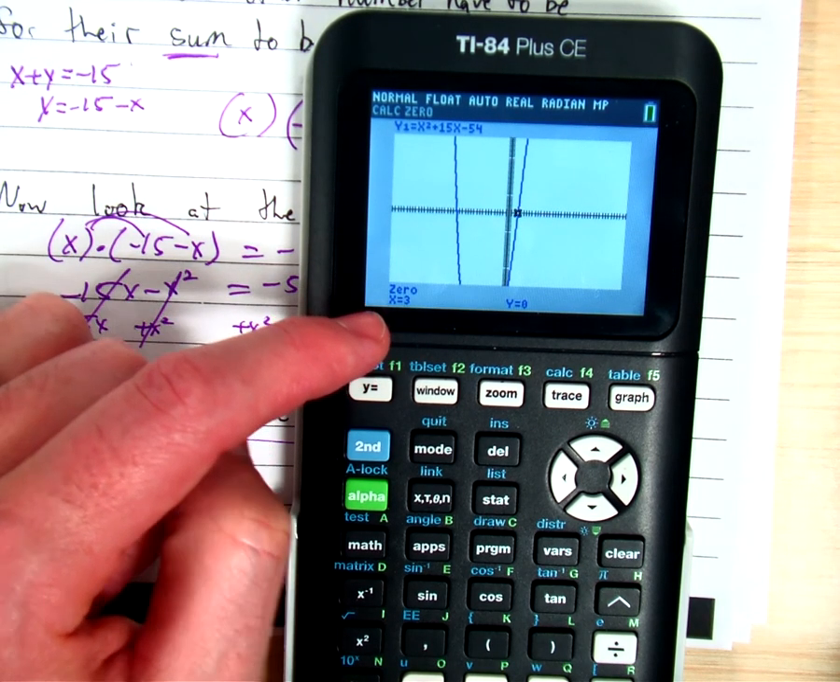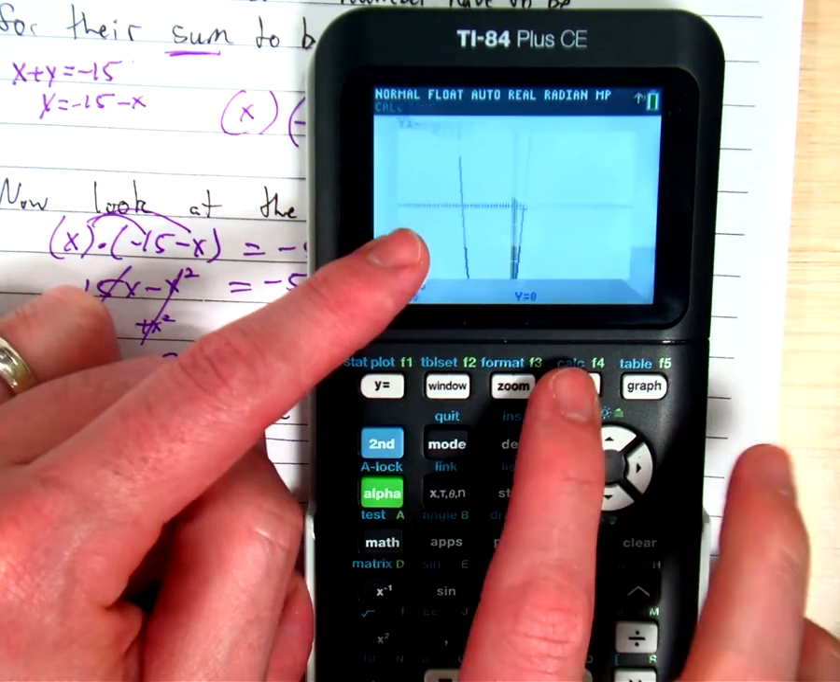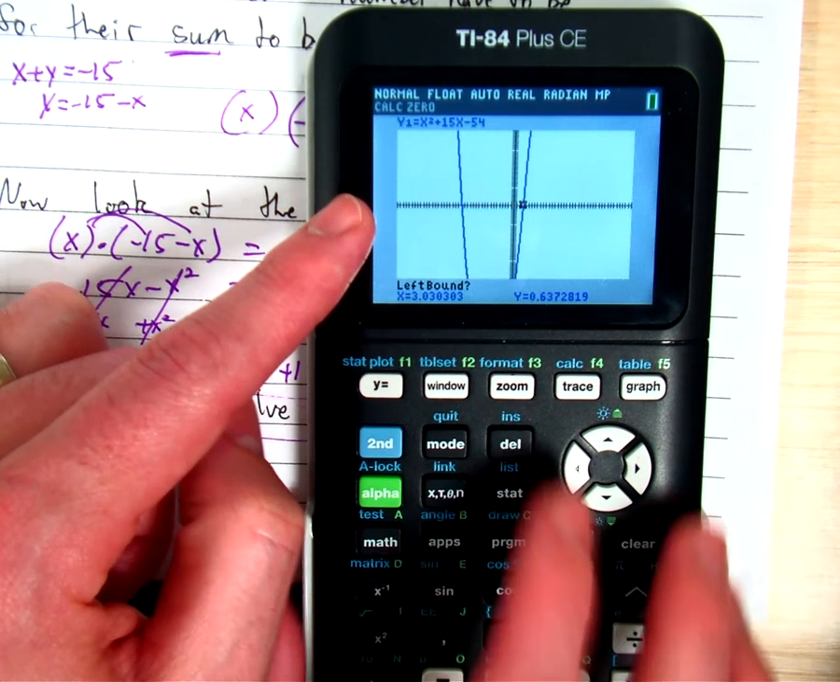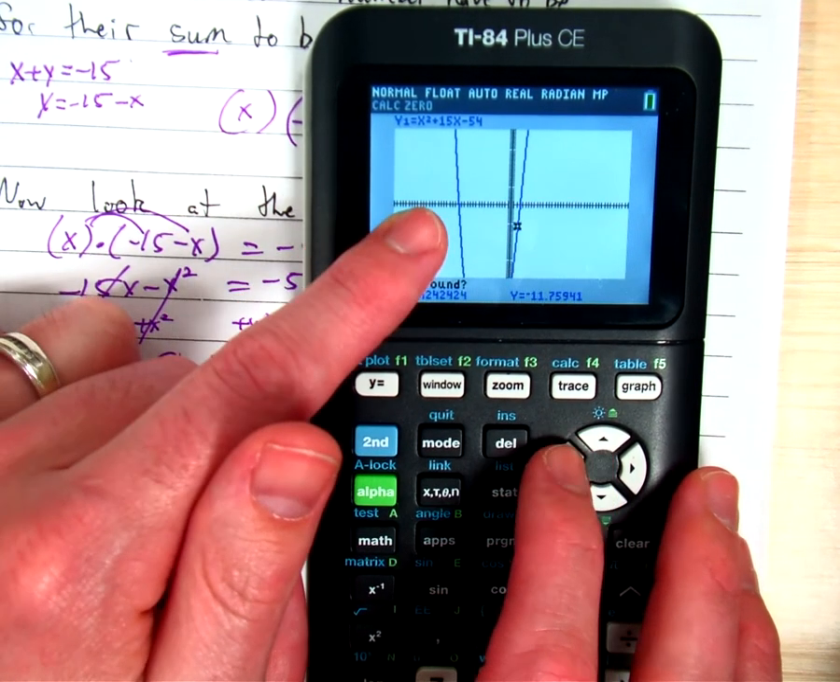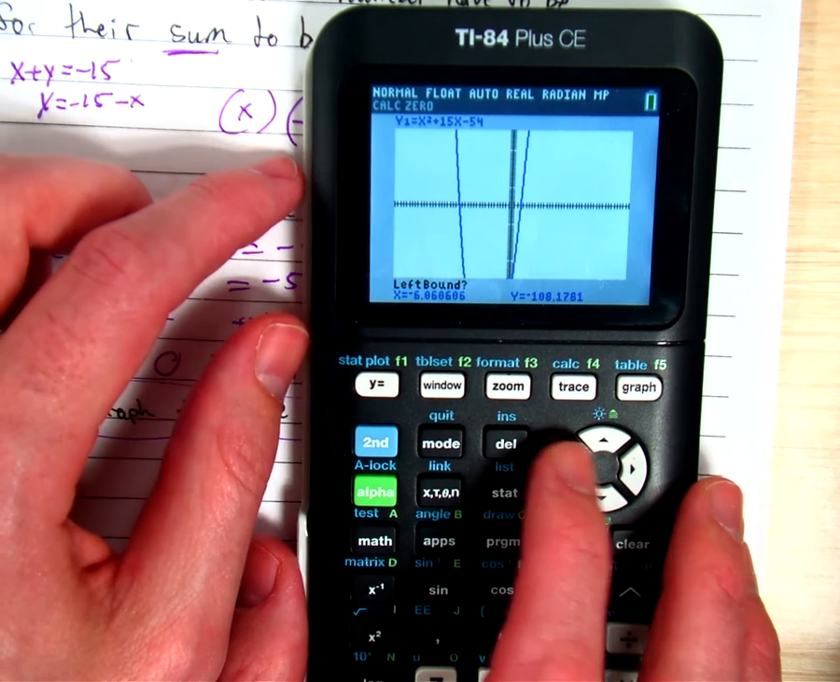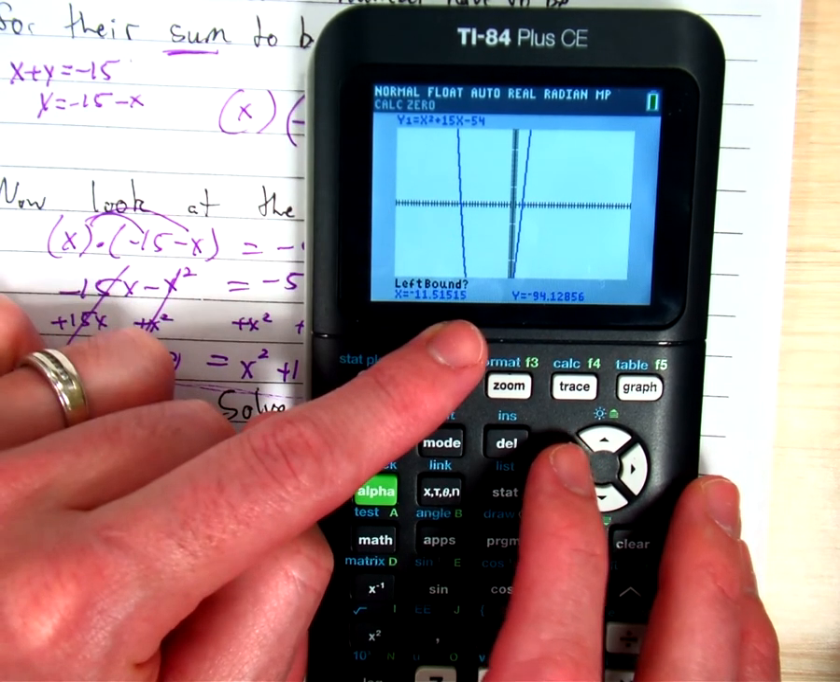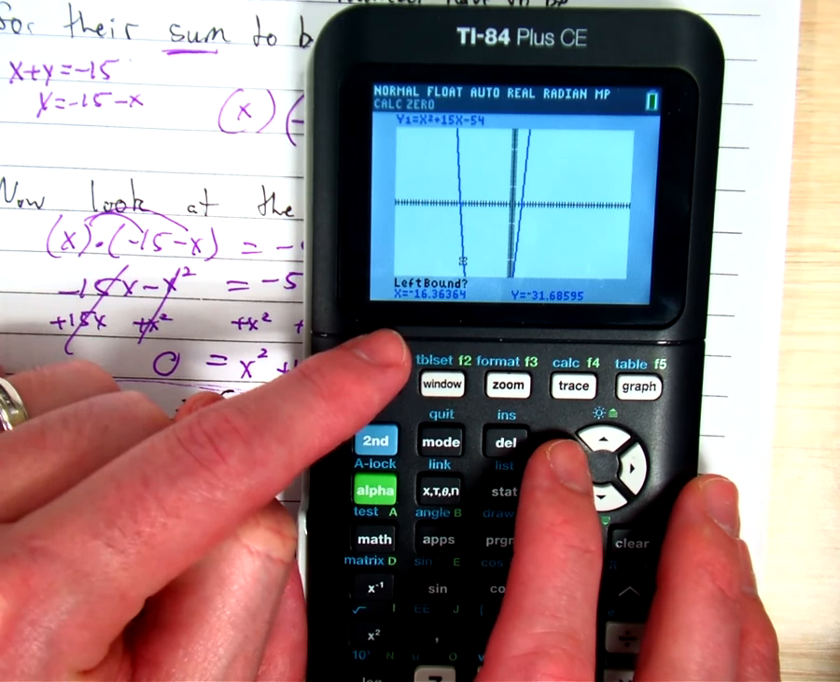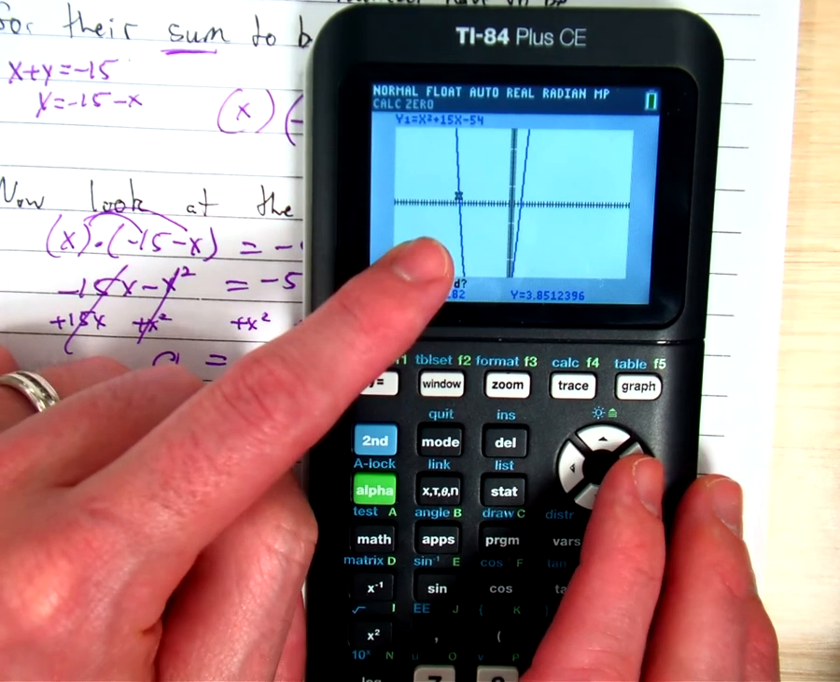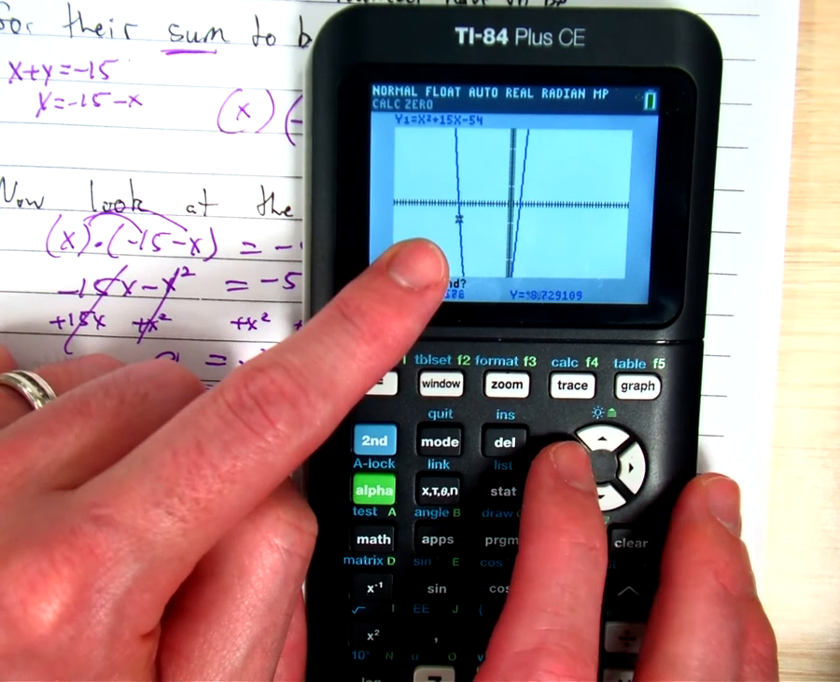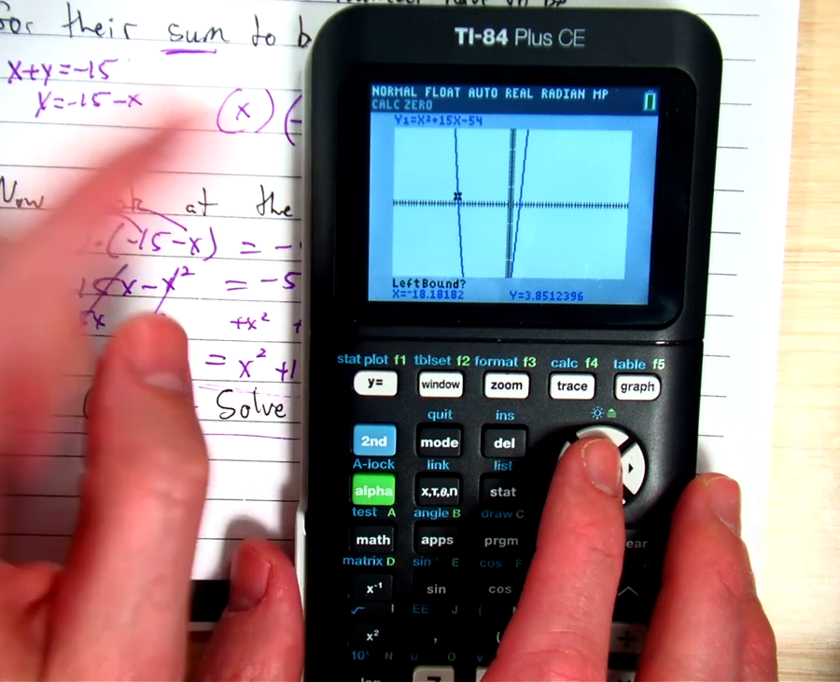Okay. Now we need this one. Second trace. 0. Left bound. We got to get all the way over here. So scoot your guy all the way over to the left. It's going to be off the screen for a while. Coming back up, there we are. So this is about as close as I can get to the actual answer. So that's going to be where I go from.